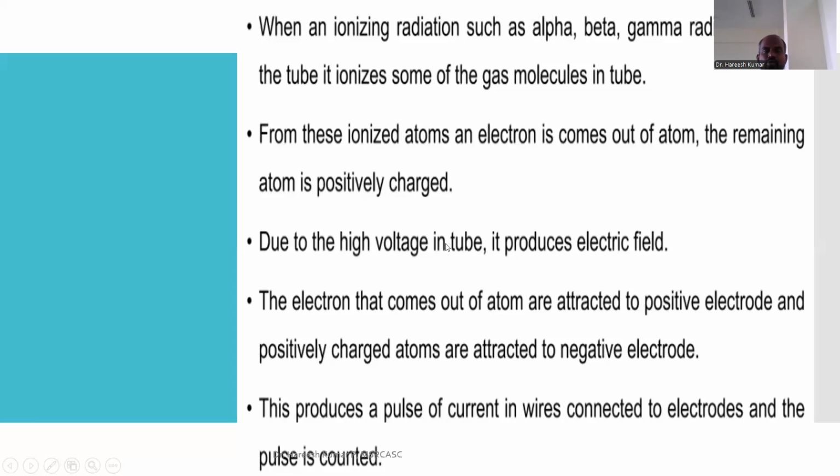Since there is a high voltage in the cylindrical tube, it produces an electric field, because the charged particles, the electron and the argon cation, move towards the oppositely charged electrodes. The electron that comes out of the atom is attracted to the positive electrode, and positively charged atoms are attracted to the negative electrode. This produces a pulse of current in the wires connected to the electrodes, and the pulse is counted. This pulse count is directly proportional to the radiation of the radioactive elements.